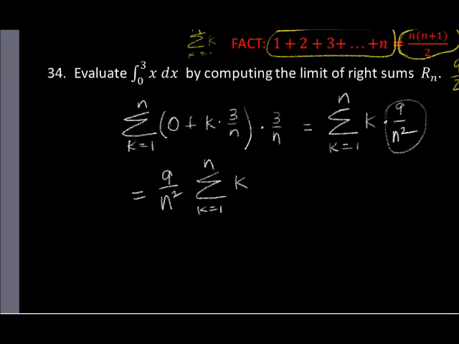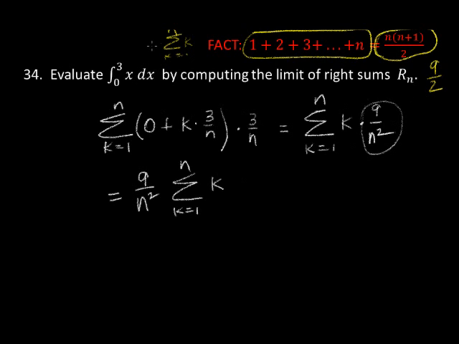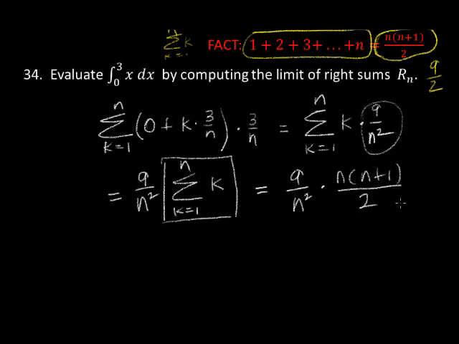Well, that's exactly this sum here, the sum from k equals 1 to n of k, and we have a formula for it. So I'm going to replace this sum, 1 plus 2 plus 3 plus 4, etc., up to n, with the formula that we are given. 9 over n squared times n times n plus 1 over 2. This is a closed form, and I can take the limit.